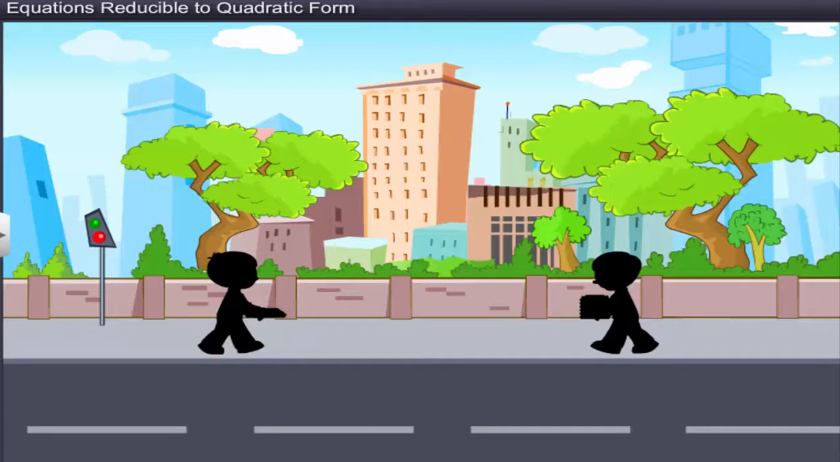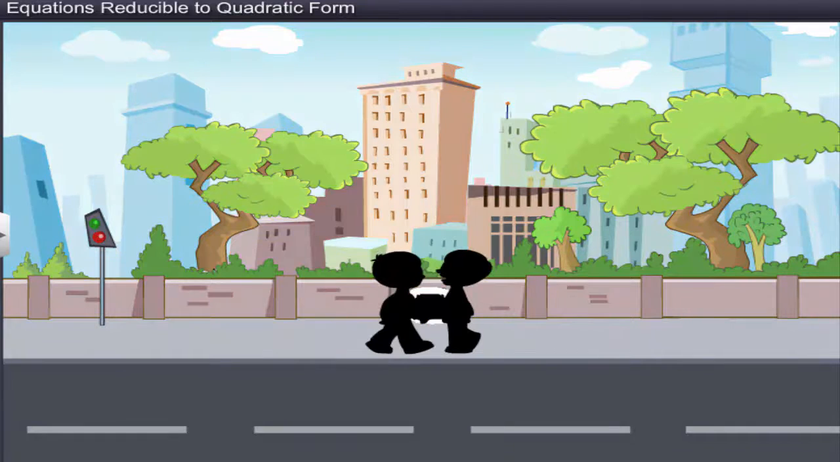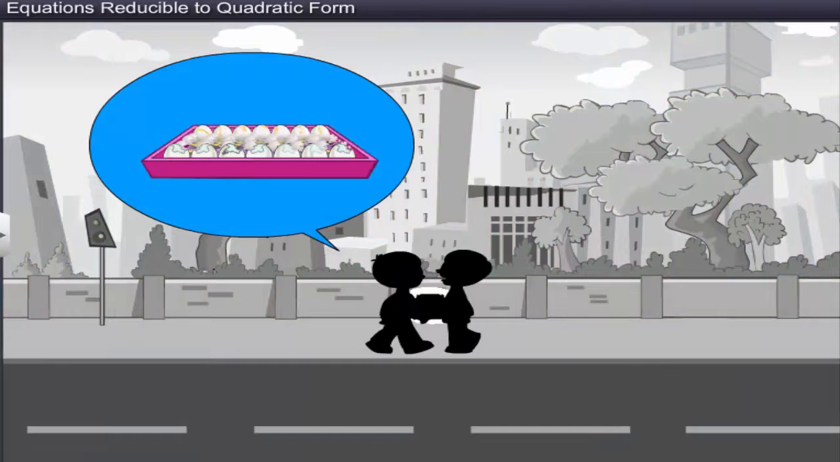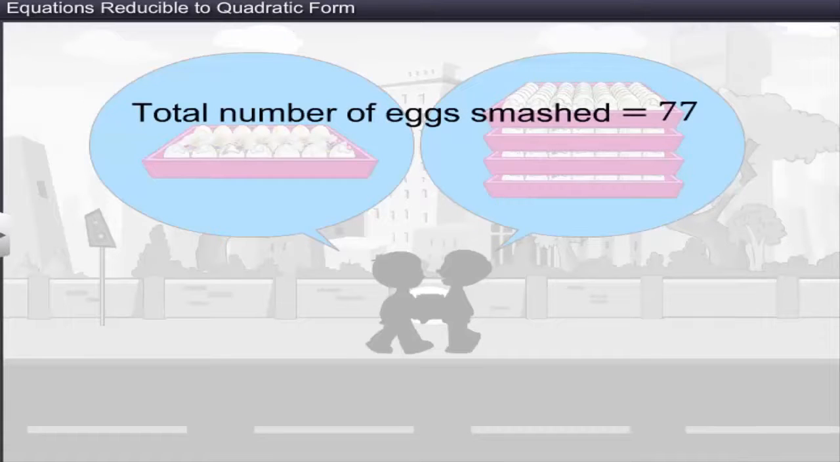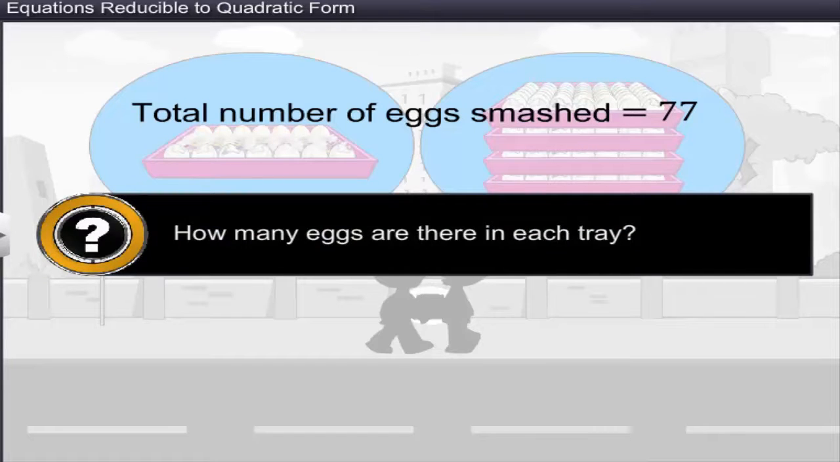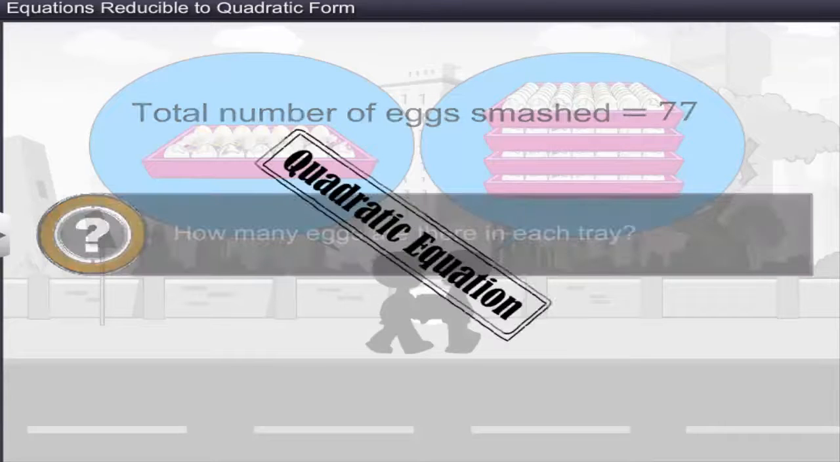Clumsily, they tripped on an uneven road. Chris stumbled, his tray toppled, and all his eggs got smashed. However, John somehow managed to save some of his eggs, and only 1 row from each tray fell down. Given that the total number of eggs that fell down is 77, how do you calculate the number of eggs on each tray? The answer to this type of situation involves solving a quadratic equation.